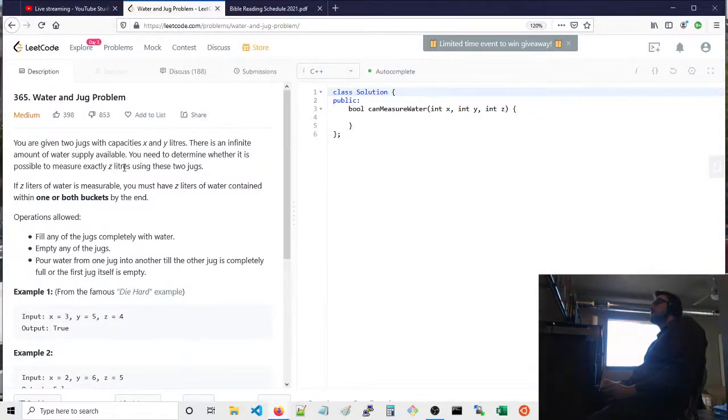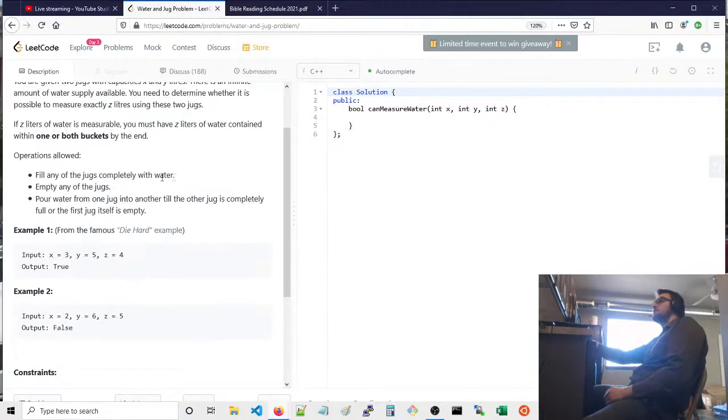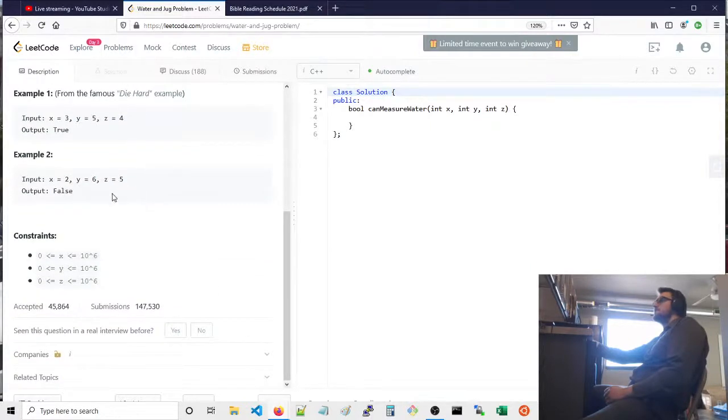Okay, gotcha. In other words, Z liters is in one bucket, or Z liters is in the other bucket, or part of Z is in one bucket and the rest of Z is in the other bucket. You can fill any of the jugs completely with water, empty any of the jugs, or pour water from one jug into another until the other jug is completely full or the first jug itself is empty. Famous Die Hard example: 3, 5, 4, true; 2, 6, 5, false. Constraints.